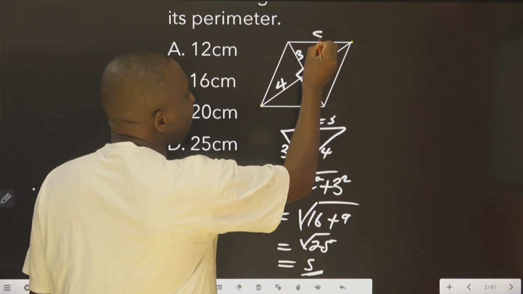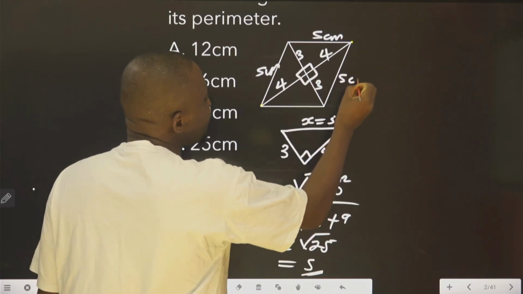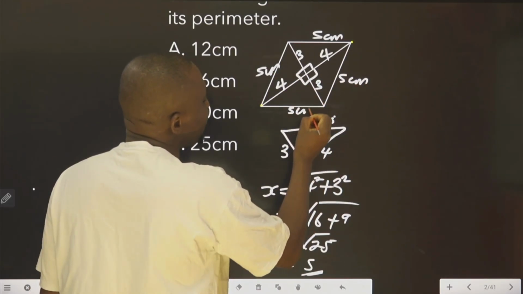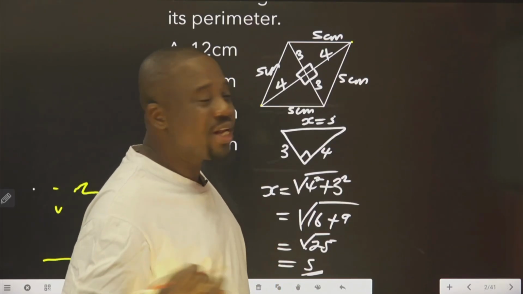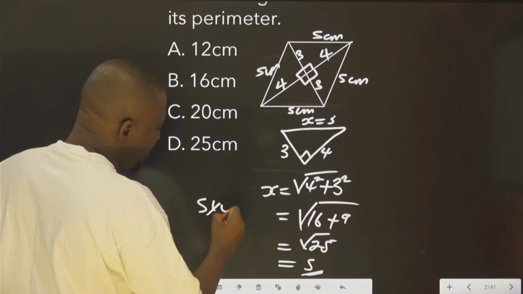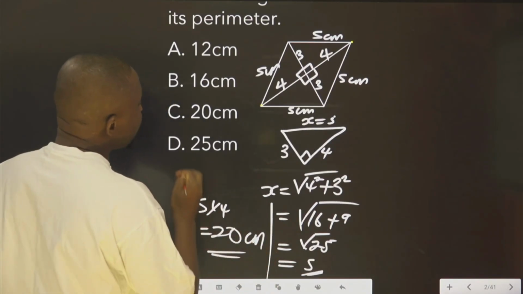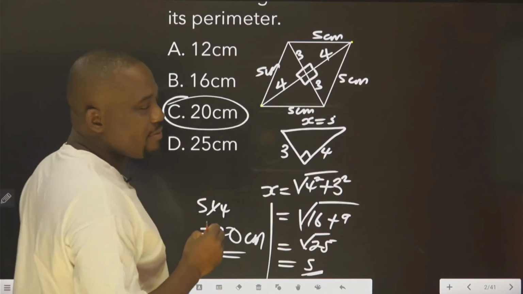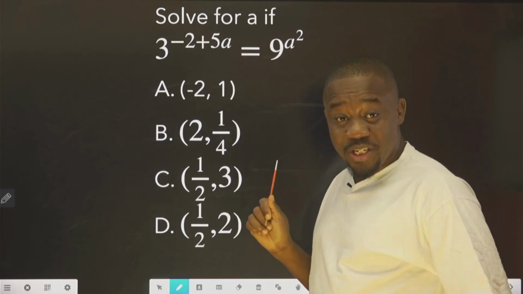Therefore, here is 5 centimeter, 5 centimeter, 5 centimeter, and 5 centimeter, which is simply 5 multiplied by 4, which is 20. So 5 multiplied by 4 is equal to 20 centimeter. So therefore, C is the answer. Okay? C is our answer. Let's look at this question.